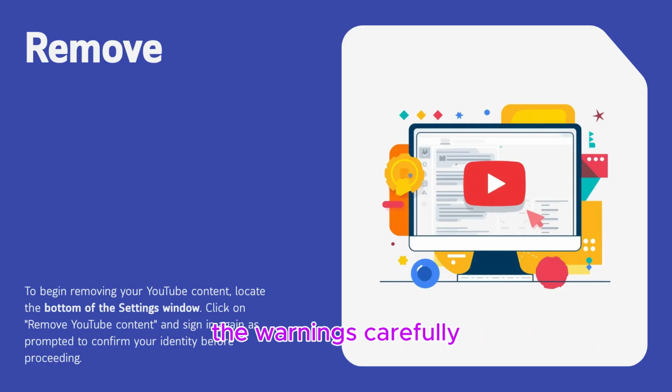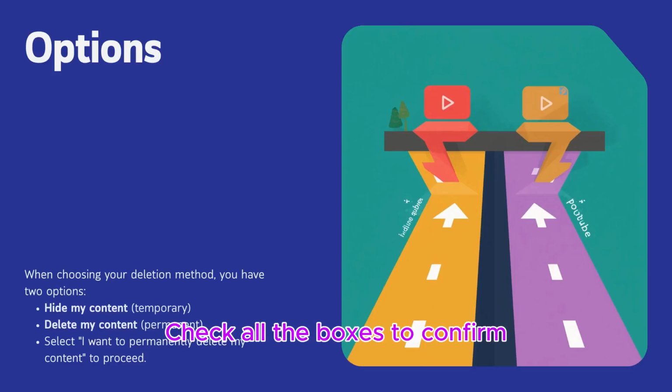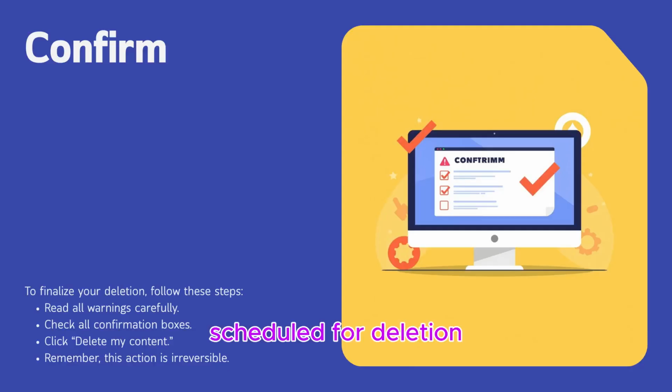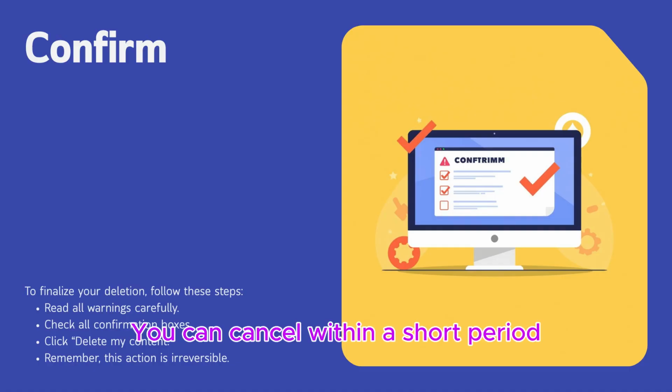Read the warnings carefully. Check all the boxes to confirm. Finally, click Delete My Content. Your YouTube channel and all its data will be scheduled for deletion. According to Google, it may take time to fully delete. You can cancel within a short period.